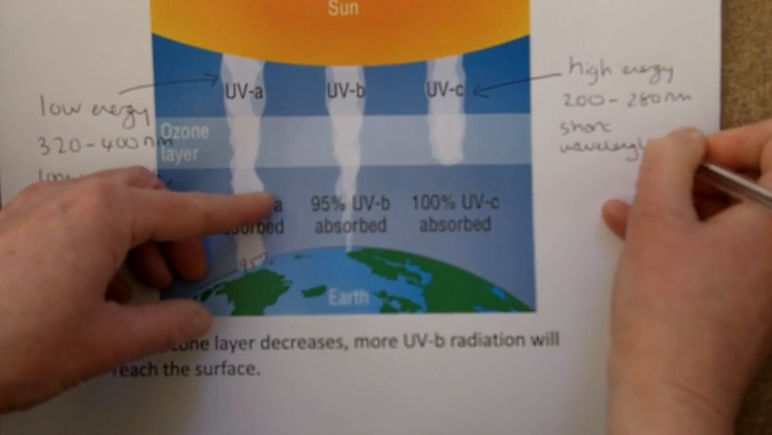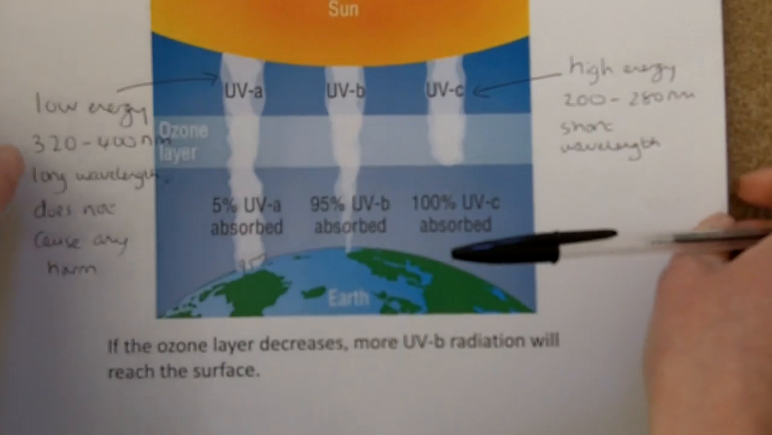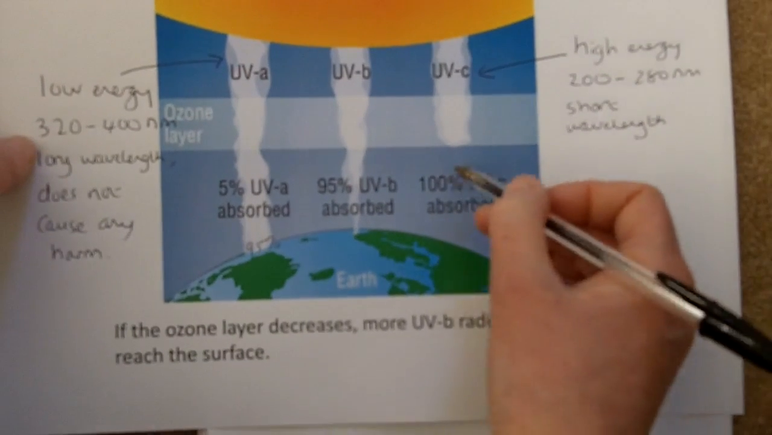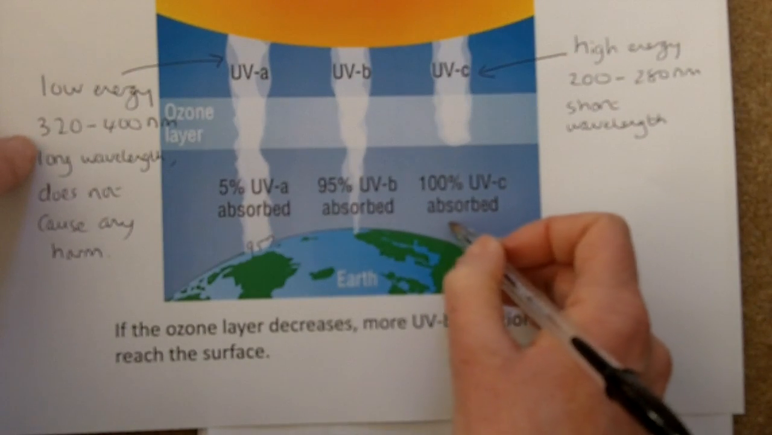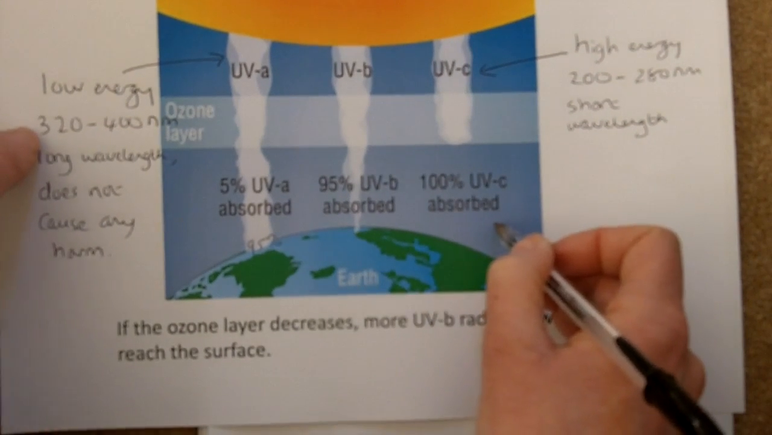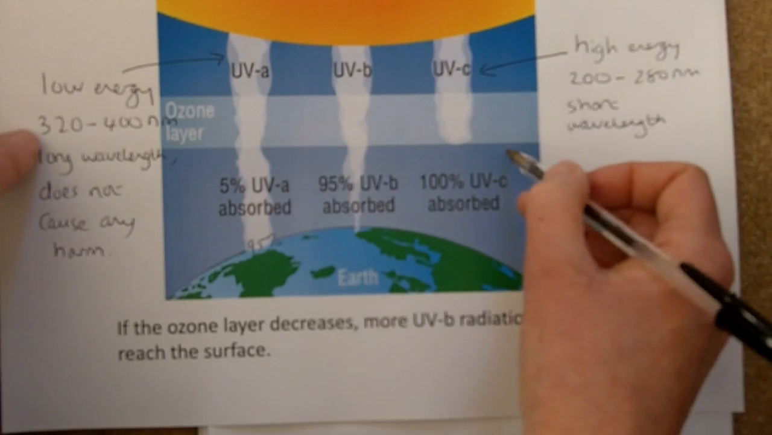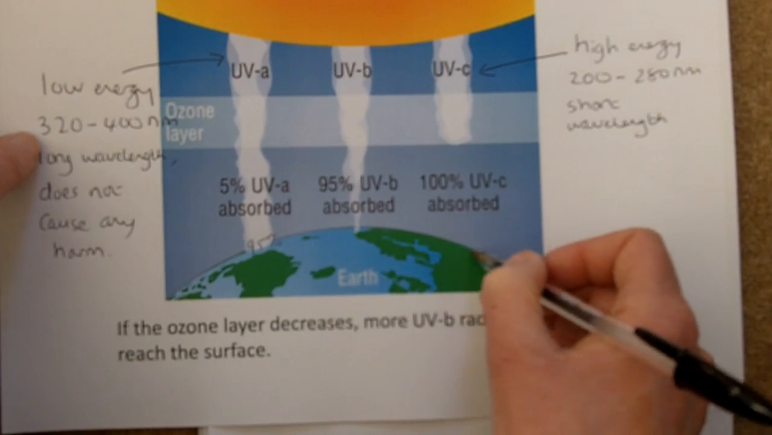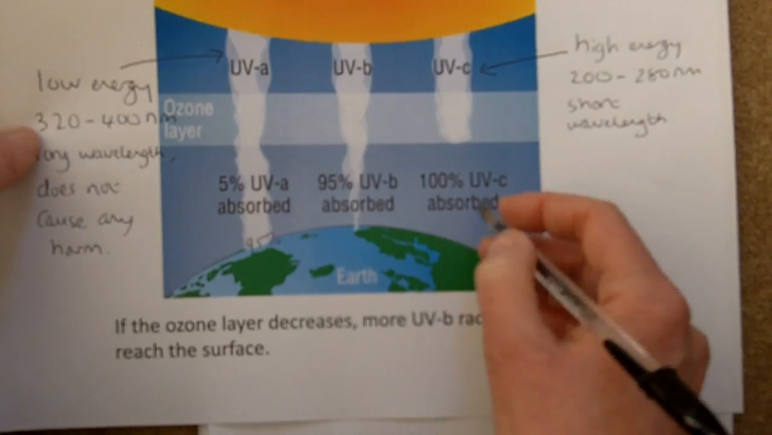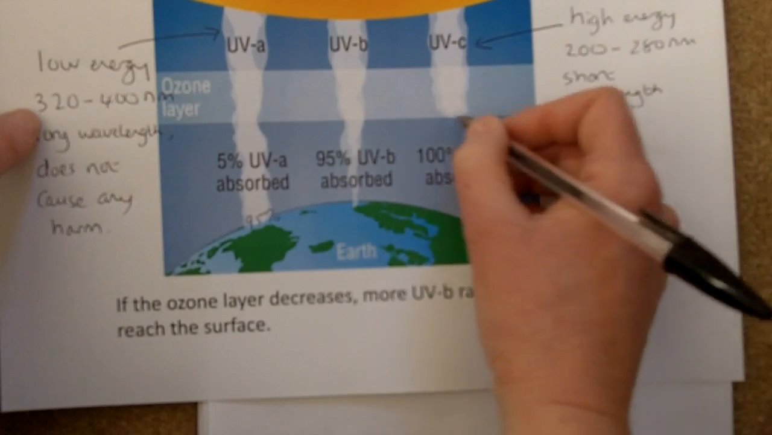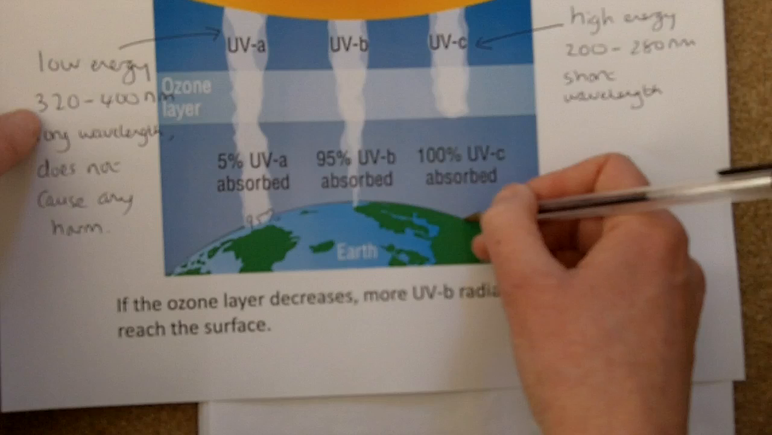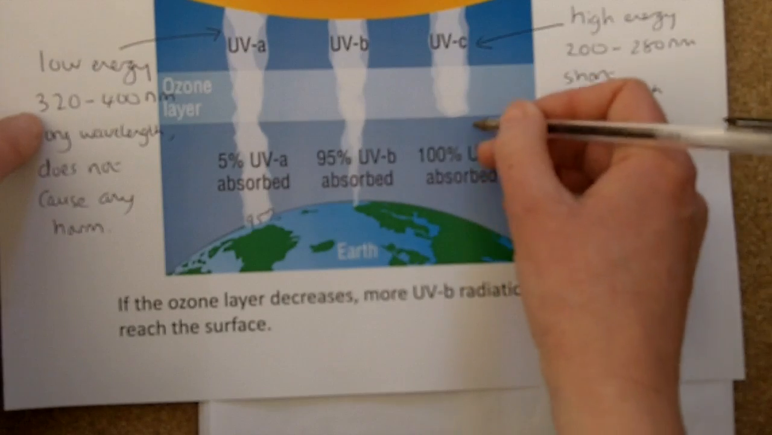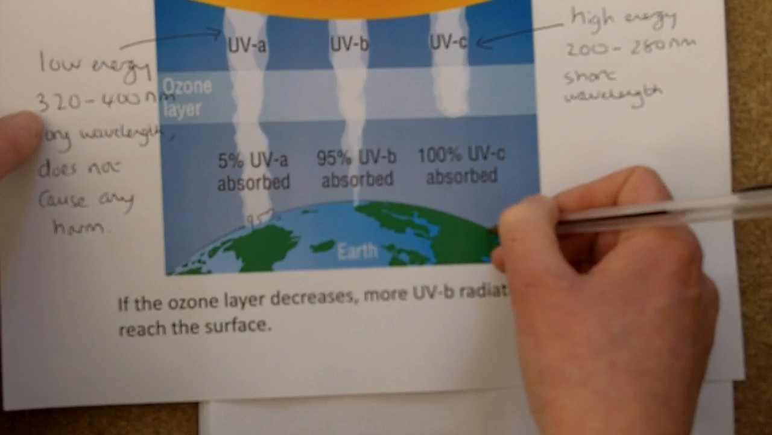and it's high energy. Okay, but again, we're not very concerned about this because you can see here it says that 100% of UVC is absorbed by the stratosphere. So none of it comes through to Earth. So we're not concerned about it. It is entirely screened by the ozone layer. None of it comes through to Earth.